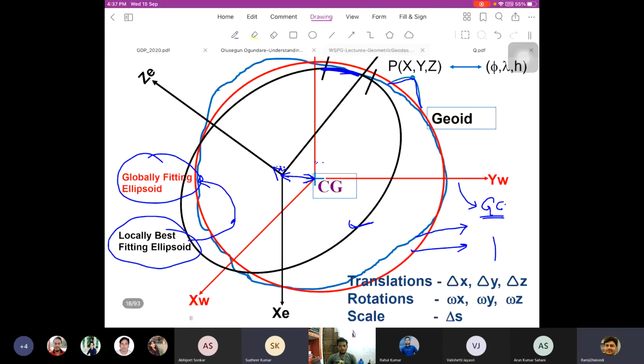See, there are two things. First is, if you have maps, let's say old maps, which are prepared with reference to a different ellipsoid, what will happen? The coordinates will be referenced towards the black one, which is, let's say, this one.